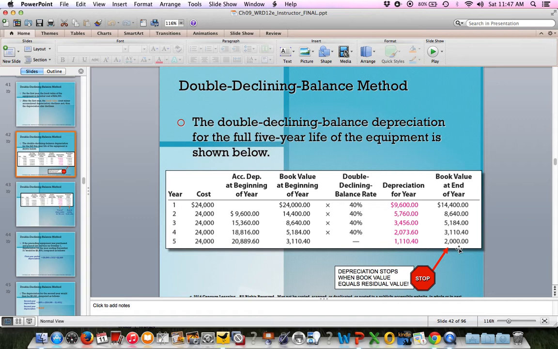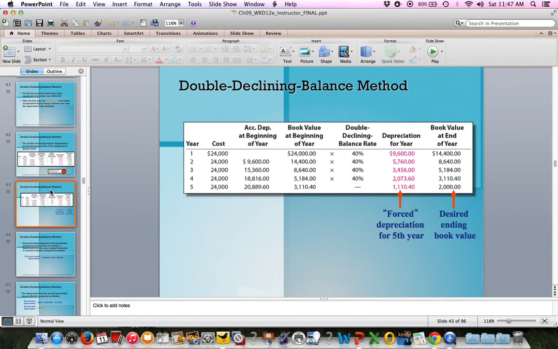Okay, so here is my total cost of $3,110, and I just know that between year 1 and 4, the value has to be $2,000 at the end, so here I am. Okay, and so what this is doing is basically just saying that we force that fifth year depreciation to get down to the desired ending book value.